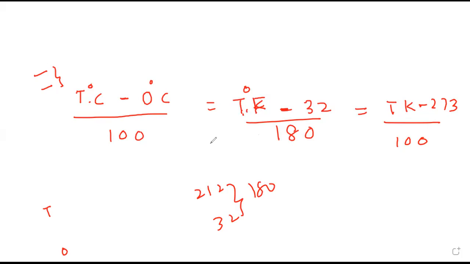T minus 0 upon 100 for Celsius, T minus 32 upon 180 for Fahrenheit, T minus 273 upon 100 for Kelvin. The one unit of each is the same.